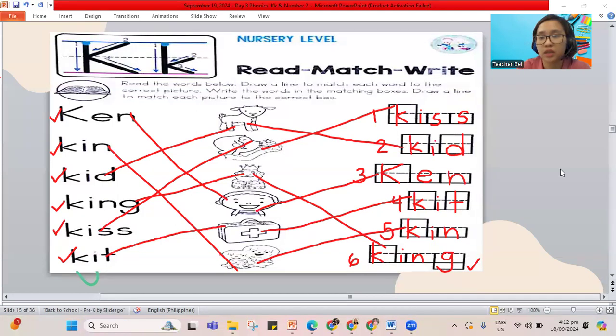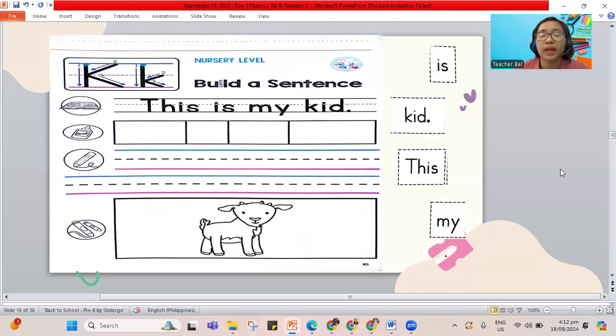I'll clear this one, erase it. And let's go to our build a sentence. Let's read our sentence. Our sentence, this is my kid. Now, if you're not yet done writing your name and cutting the words, pause the video, play it again once you're done. I will go back to the work here and it says here, this is my kid. What about our words? Let's start with the word.